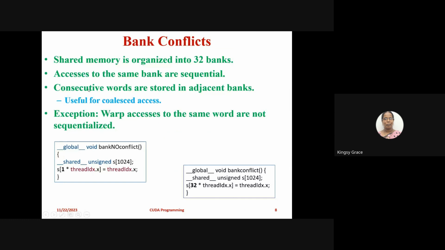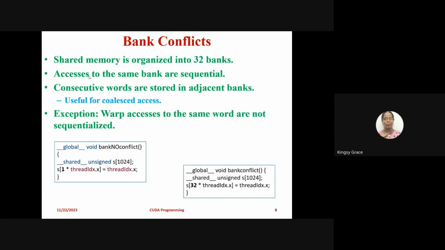So if the consecutive words are stored in adjacent banks, already we can see that that is coalesced access. Nearby memory locations are accessed, so it is a coalesced access. It is again a useful one. Sometimes the warp accesses to the same word are not sequential. Sometimes it may be sequential. Most of the time it's sequential, otherwise it may not be sequential.